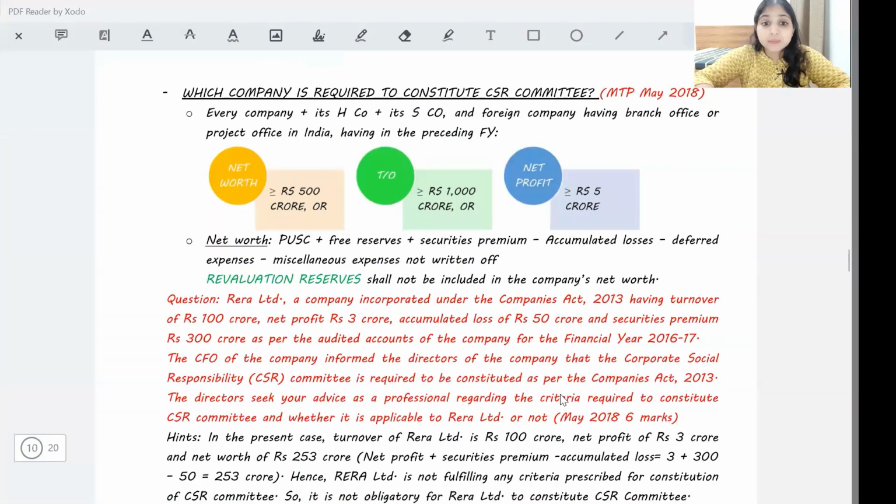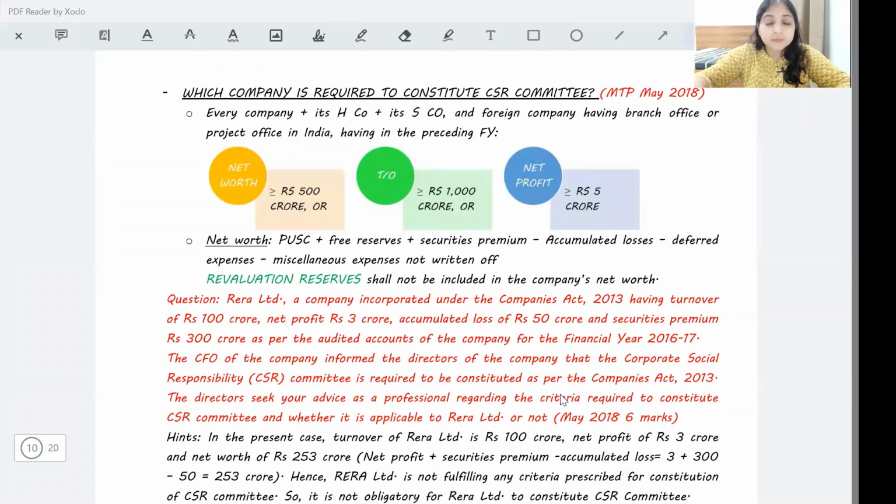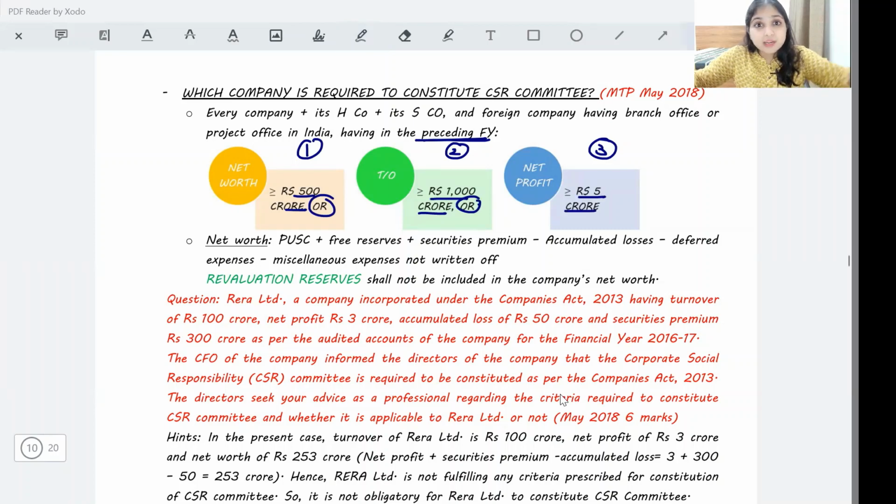But then listen, every company does not have to follow CSR provisions. Every company does not require a CSR committee. Only if the company fulfills any one out of these 3 criteria, only then the company needs to follow CSR provisions. Only then the company requires a CSR committee. In the preceding financial year, its net worth should be at least 500 crores, or its turnover should be at least 1000 crores, or its net profit should be at least 5 crores. Out of these 3, any one condition should be fulfilled in the preceding year. Only then the company will have to follow CSR provisions, and only then it will require a CSR committee.